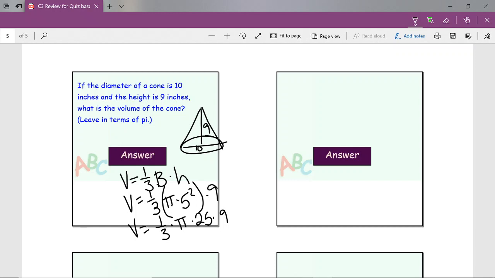Actually, see this 1/3 times 9 will work out quite nicely. If I do 1/3 of 9 is 3. So I'm really doing volume is 3 times 25, 75 pi inches cubed.